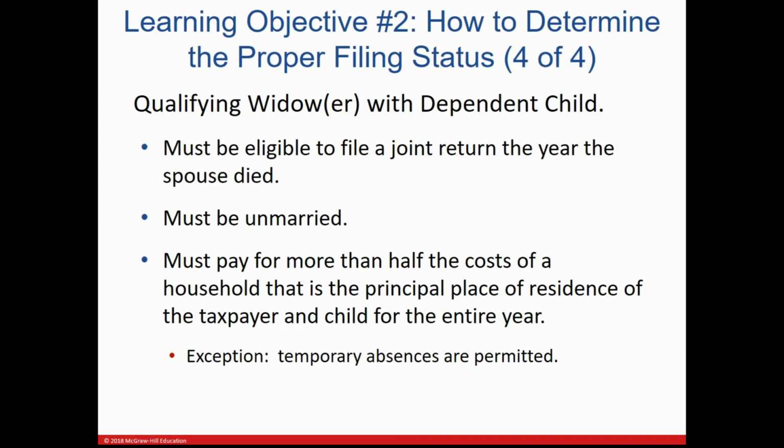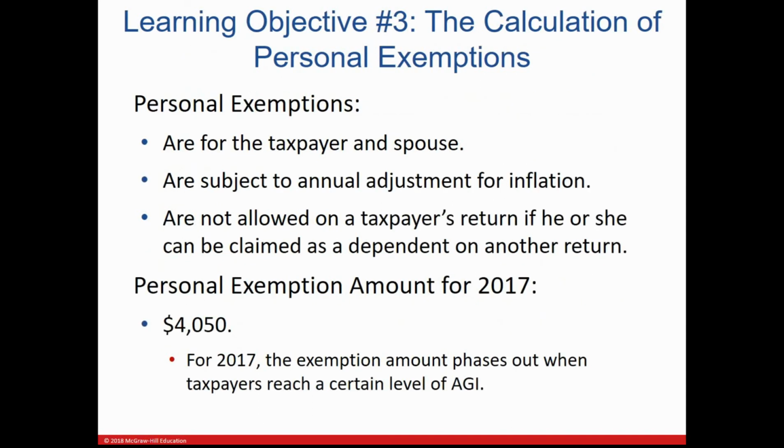You must remain unmarried during the year the spouse dies, and the 2 years thereafter. You have to provide more than half the support, as well as a place of residence for a child, for the taxpayer and the child for the entire year. So temporary absences, such as a child leaving and going to school, are permitted. So we'll revisit those filing statuses throughout this chapter and the remainder of the course.